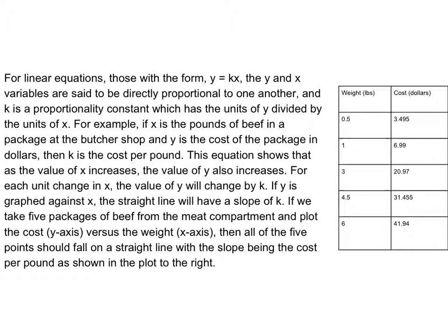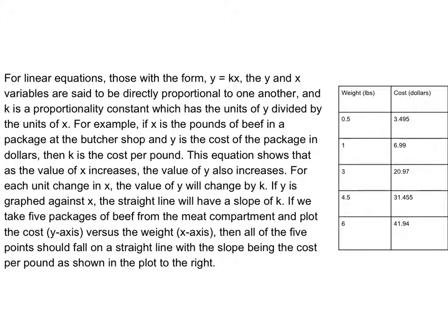So now we're going to use that to talk about linear equations, especially those in the form of y is equal to k times x. The y and x variables are said to be directly proportional to one another if it's in that form. And k is the proportionality constant, which has the units of y divided by the units of x. For example, if x is the pounds of beef in a package at a butcher shop and y is the cost of the package in dollars, then k would be our price per pound.